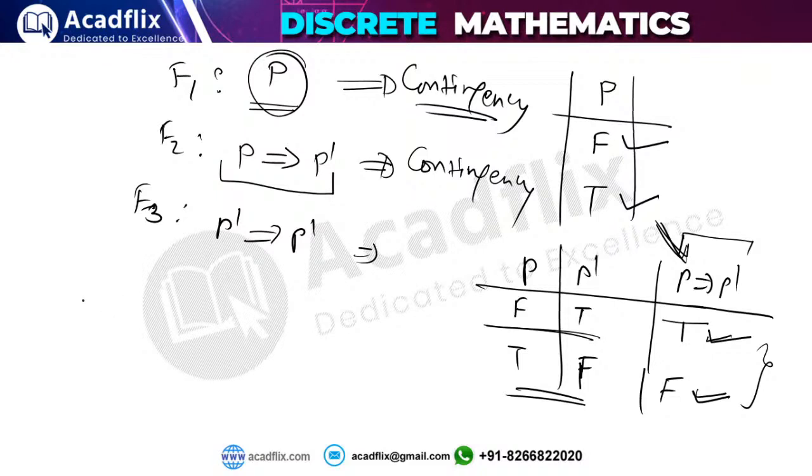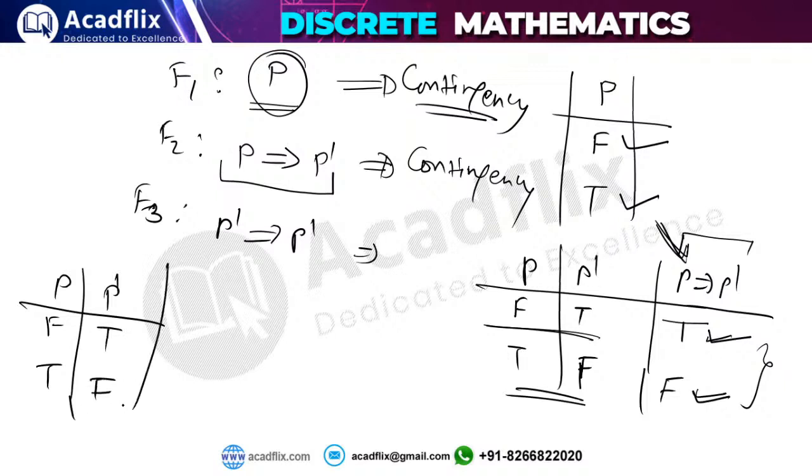No. Draw the table. See, what will be the table? P is either false or true. These are the two possibilities for P. Then what will be the two possibilities for P dash? P dash will be true or false. Then what will be P dash implies P dash?